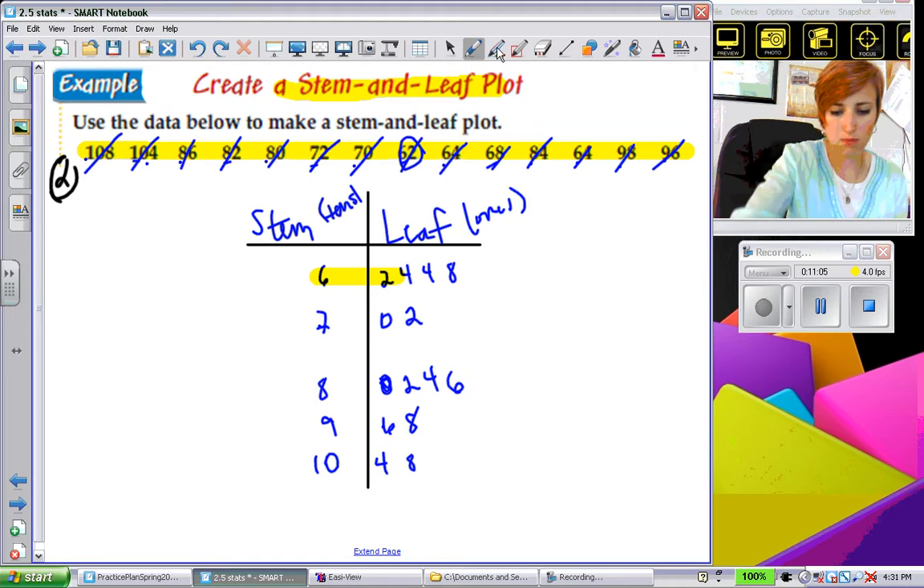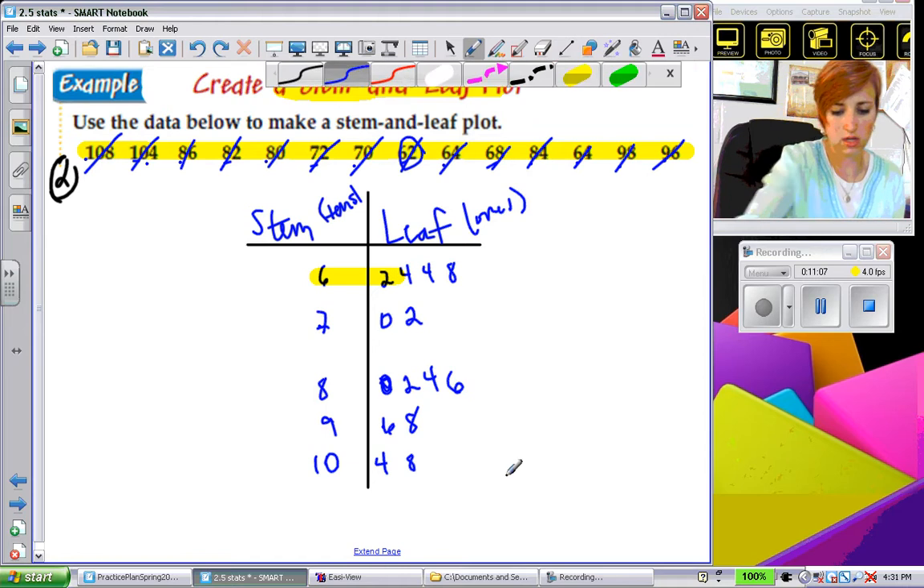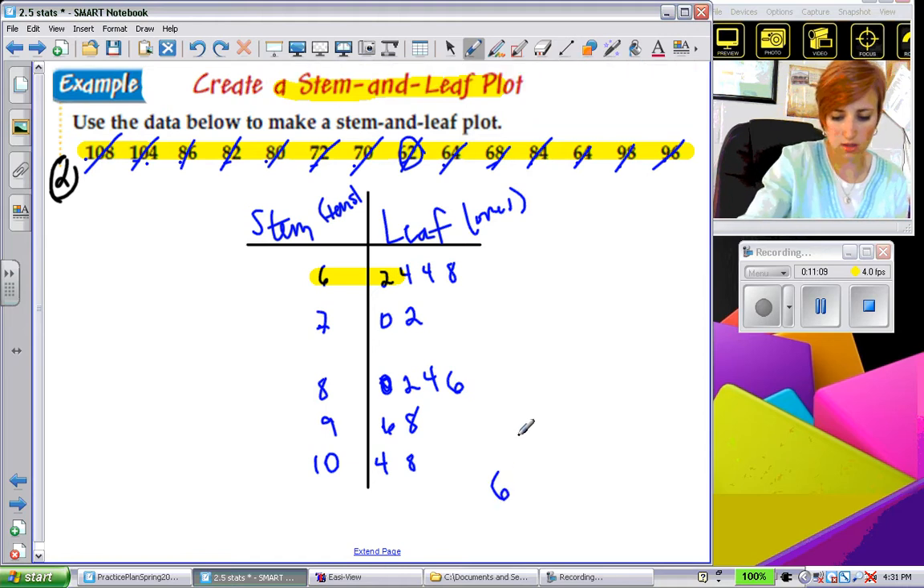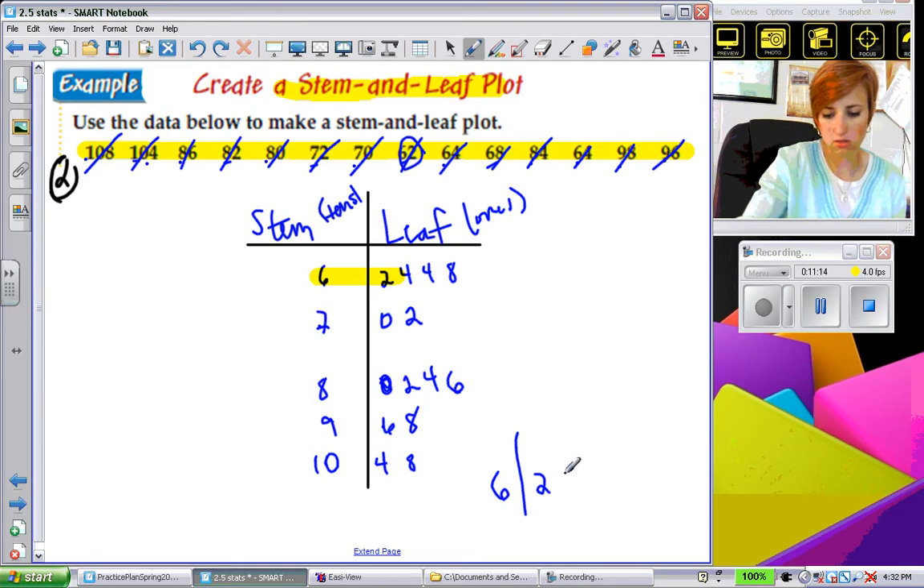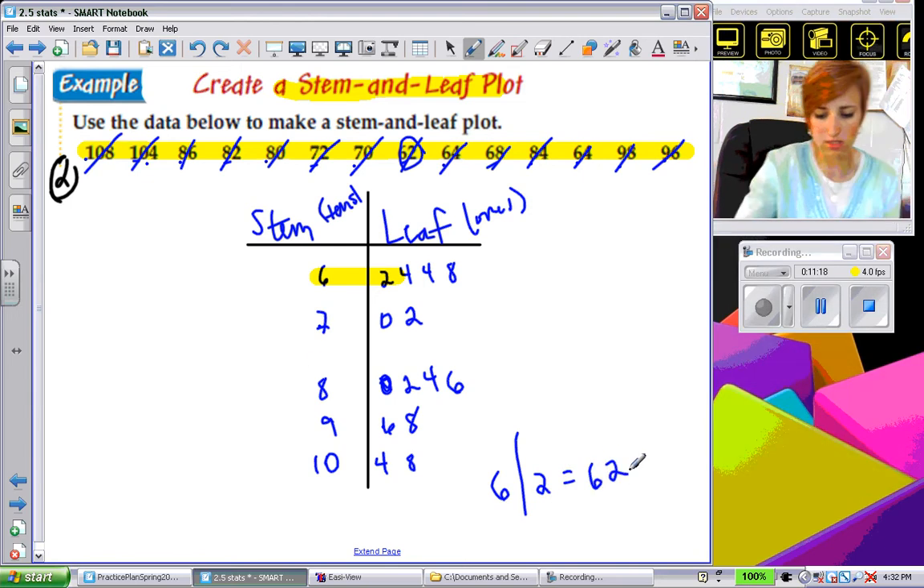6 bar 2. So I'm just going to write down here 6, and then the bar that separates my 10s and my 1s, 2, and we're going to put equals 62. So whoever looks at this stem and leaf plot will then know that 6 and 2 means it's 62.